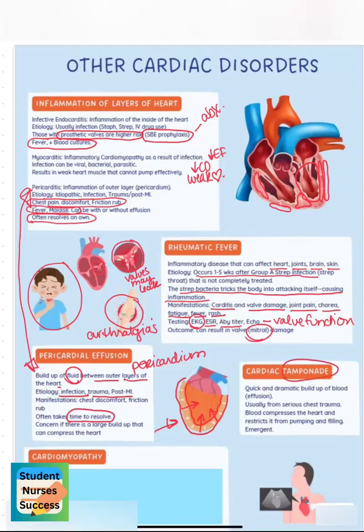Tamponade is when there is a quick and dramatic buildup of blood or an effusion in this layer of the heart. It's usually the result of a serious chest trauma, maybe a gunshot wound, and blood will build up quickly in this area and start to compress the heart, and it actually will restrict the heart from pumping and filling. So we'll have a decrease in cardiac output, and often we may see asystole develop, or lack of a heartbeat. It is definitely an emergent condition. It's a trauma-focused condition where they'll have to relieve that pressure by removing that blood.